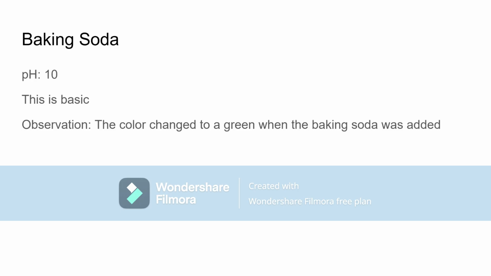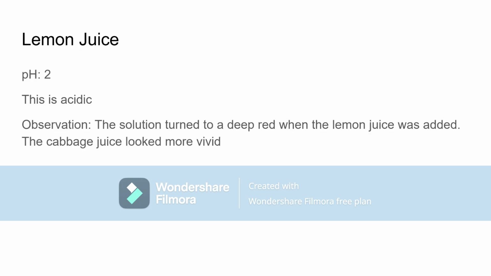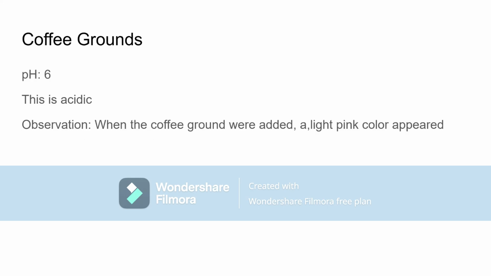So baking soda, the pH is 10, which makes it basic. My observation from this was that the color changed into a green, right when the baking soda was added. For the lemon juice, the pH was 2, which is very acidic. The observation that I had was that the solution turned into a deep red when the lemon juice was added, and the cabbage juice also looked more vivid once it was added in there.